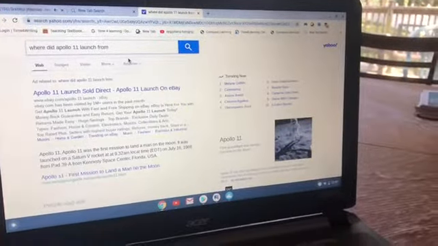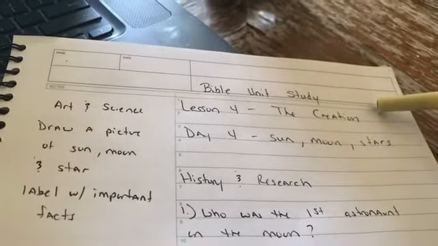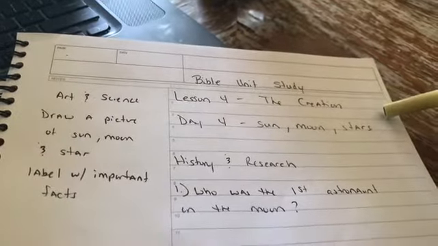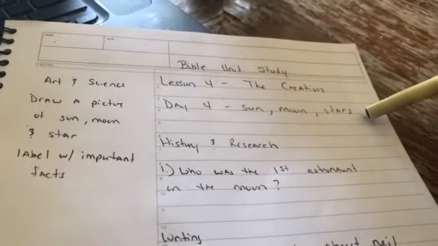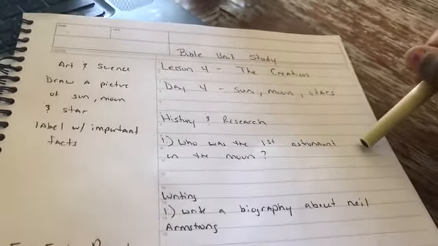All right, I just finished up doing day 4 of the creation, the research for it anyway, and now I'm just going to kind of show you what I have put together. So we're still doing the Bible unit study. We're on lesson 4, the creation, and on day 4, God created the sun, the moon, and the stars.